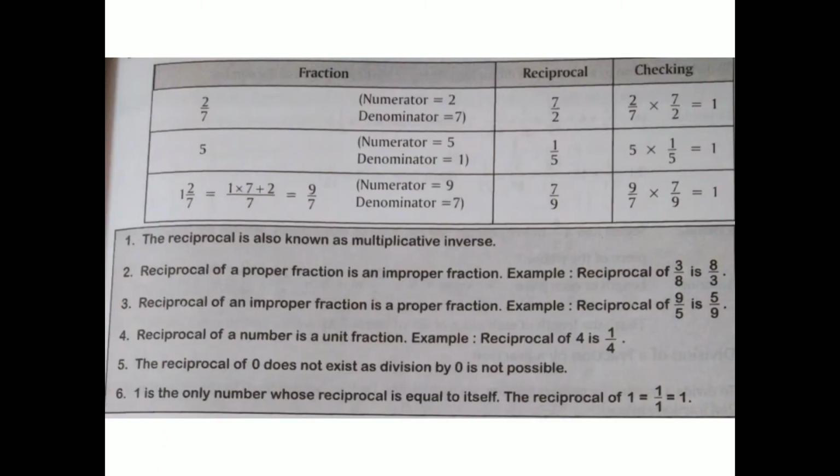Now again we take some examples. First, 2 upon 7, so the numerator is 2 and the denominator is 7, and its reciprocal will be 7 upon 2. The numerator 2 and denominator 7 become numerator 7 and denominator 2 in the reciprocal. Multiplying 2 upon 7 and its reciprocal 7 upon 2, the answer will be 1.